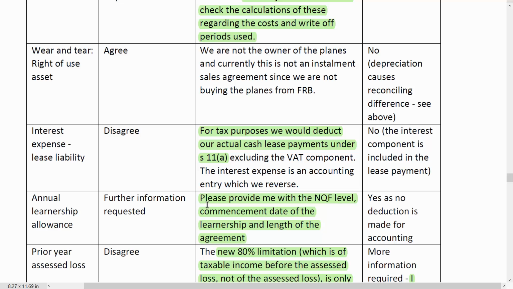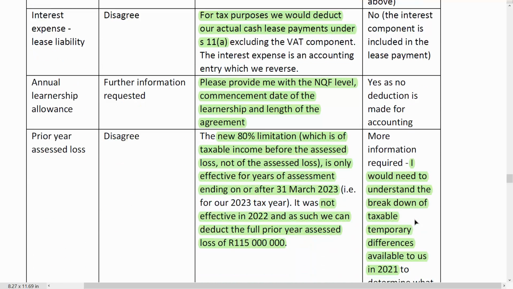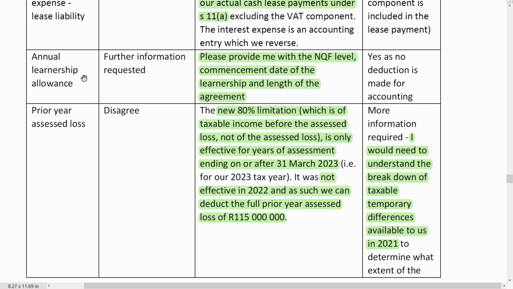On the annual learnership allowances, the candidate correctly identifies that questions need to be asked as to whether the learnership deduction, which Julio has claimed, would meet the requirements of Section 12H. So ask the question on the NQF level, ask when they've commenced and what the length of the agreement would be. Also then, from a tax rate recon point of view, the candidate identifies that the Section 12H allowance is a deduction for tax but not for accounting, and so therefore would have a tax rate recon impact.